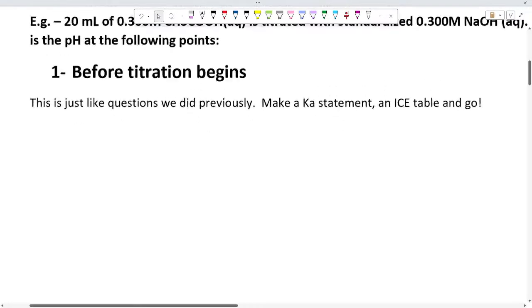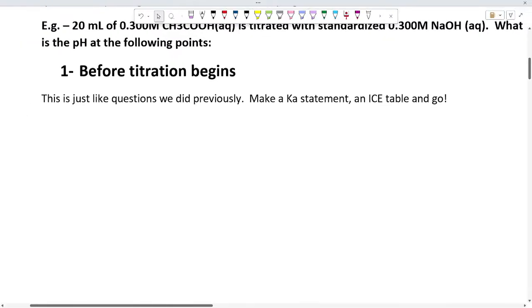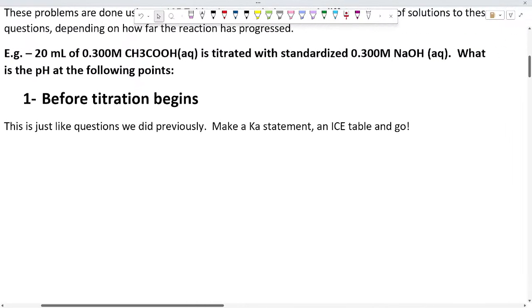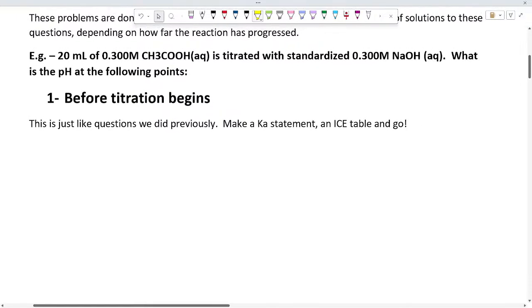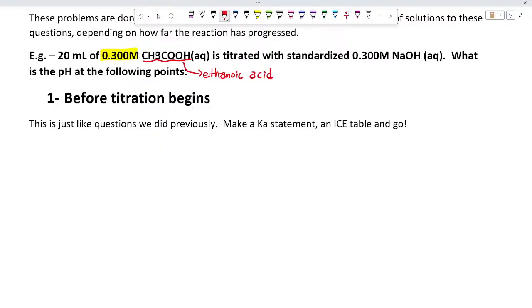So let's imagine before the titration begins, this is just like what we've been doing in the last couple of days. We have 0.300 molar CH3COOH. Does anyone know what acid that is? Isn't that like lactic acid? It is ethanoic acid. It's got 2 carbons. You don't need to know this, but here we are.